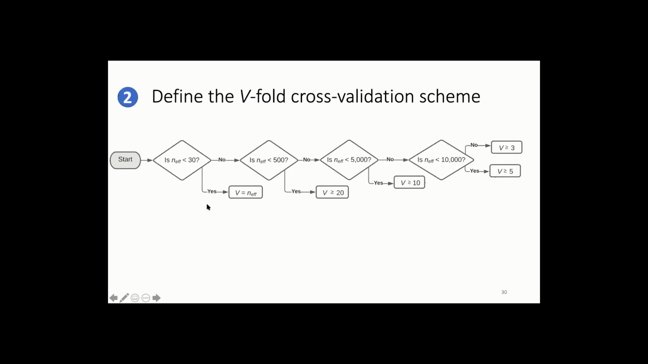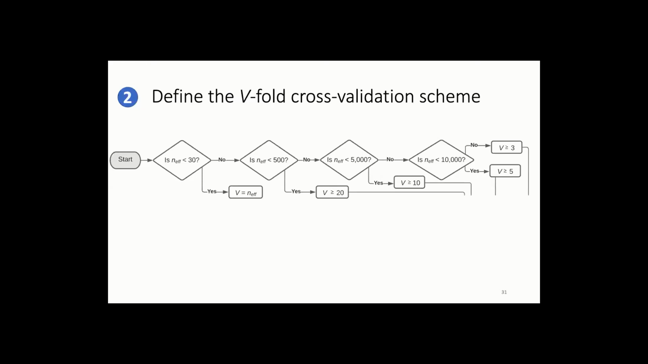When the effective sample size is less than 30, we recommend leave one out cross-validation. When it's less than 500, at least 20 folds. Less than 5,000, at least 10 folds. Less than 10,000, at least 5 folds. And greater than 10,000, at least 3. These decisions were made so that we would have training data that's representative, so the number of folds can be smaller when we have a much larger sample size.